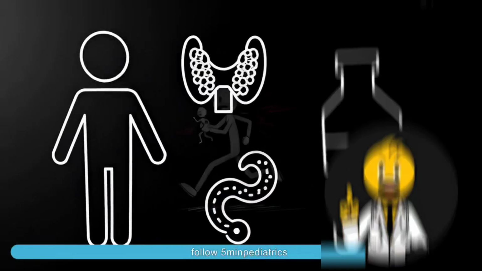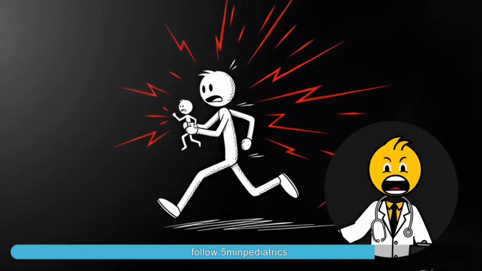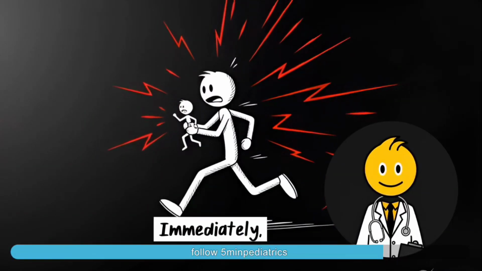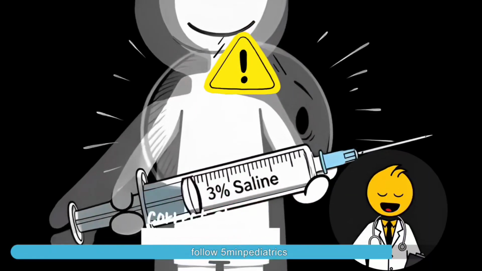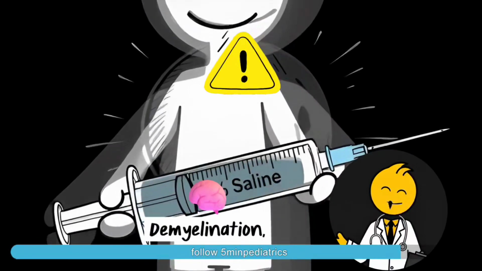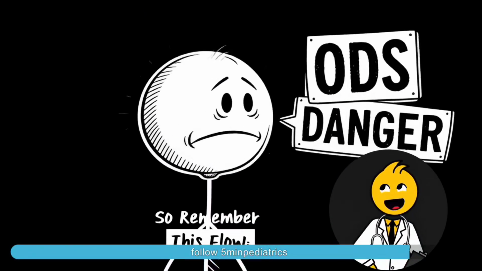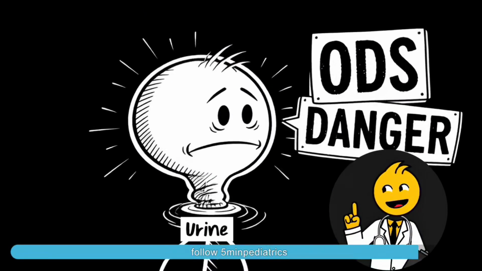Now the most important point, symptoms decide treatment, not sodium level alone. If seizures, give 3% saline immediately, don't wait for reports. Correct slowly, otherwise you can cause osmotic demyelination, which is irreversible. So remember this flow: osmolality, volume status, urine sodium.